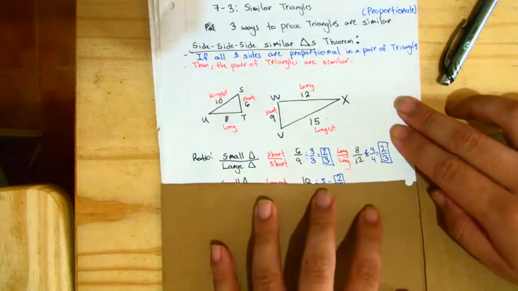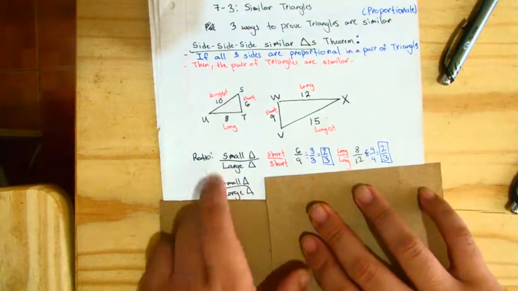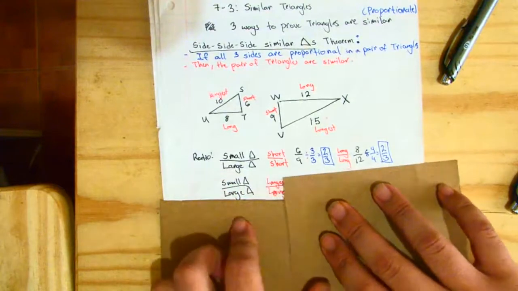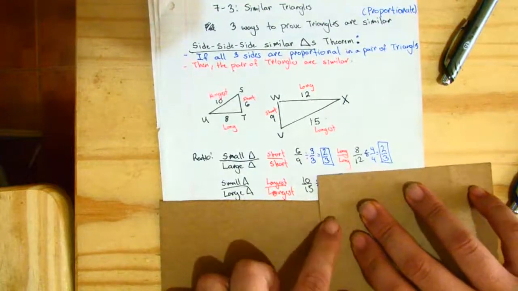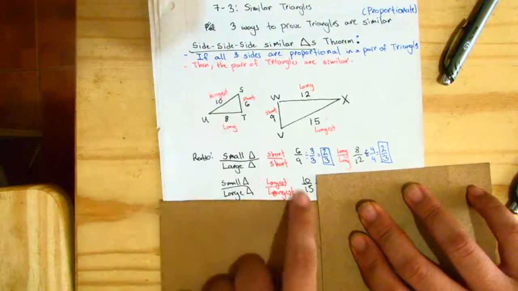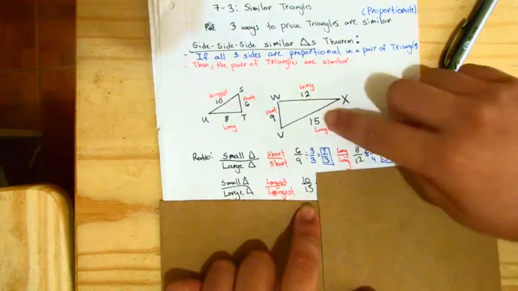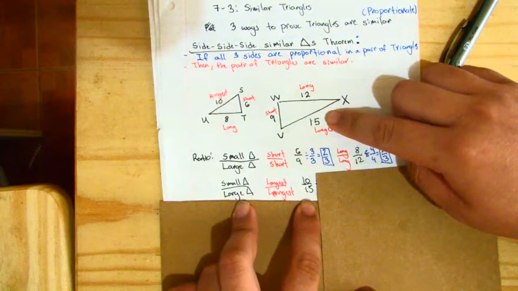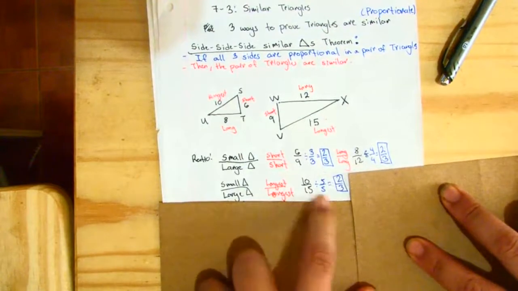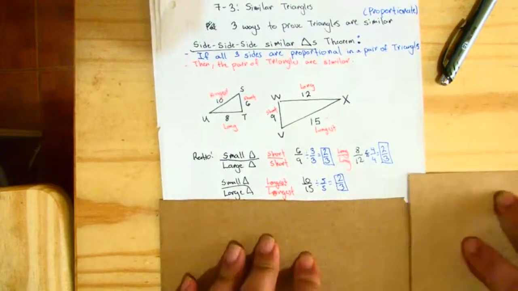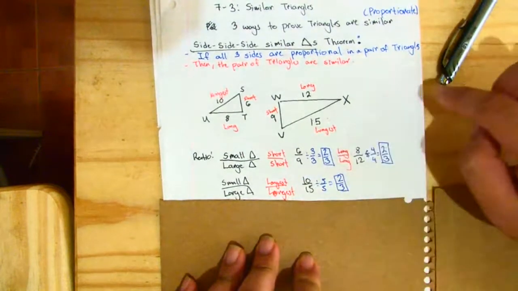The last one we compare, once again, is small triangle over large triangle. Here we go to the longest side. The longest side of the small triangle is 10, and the longest side of the large triangle is 15. We can divide 10 and 15 by 5. 10 divided by 5 is 2, and 15 divided by 5 is 3. So I can determine that all 3 sides are proportional.